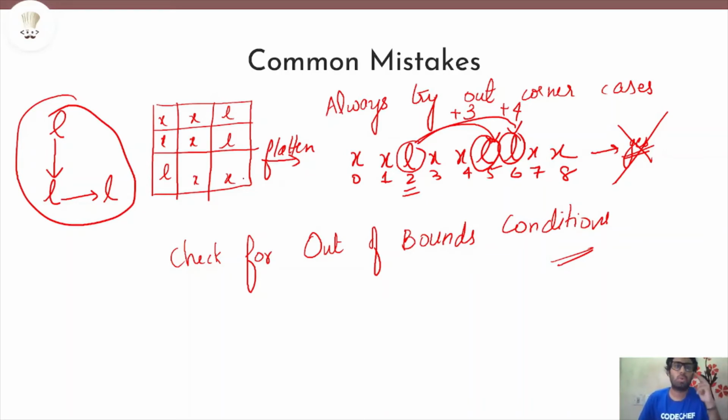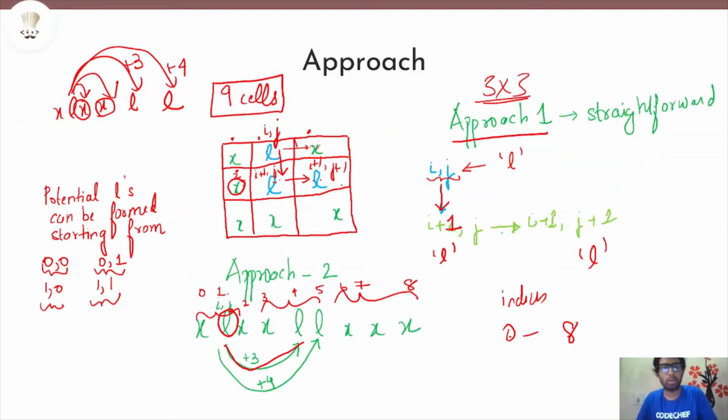So what will we do to avoid this? That's why, in order to make approach 2 work. For approach 1 you don't have to do anything. You're just going to process each cell and check this and it'll work out. But for approach 2, first we need to understand that the potential L's can be formed starting from which indices.